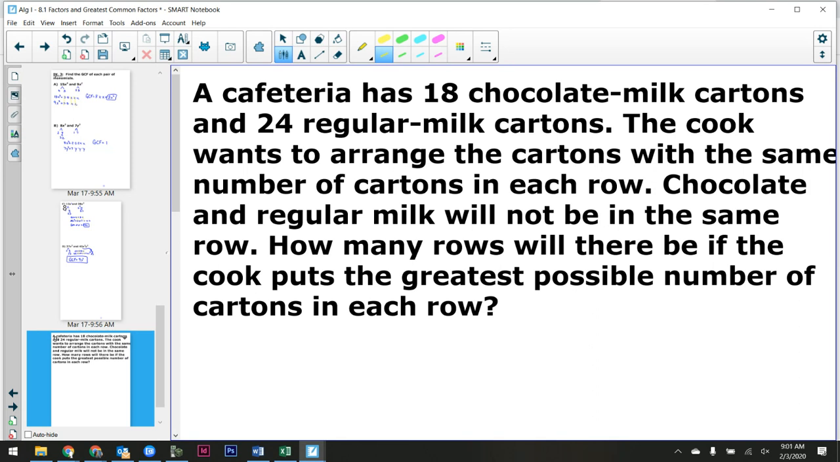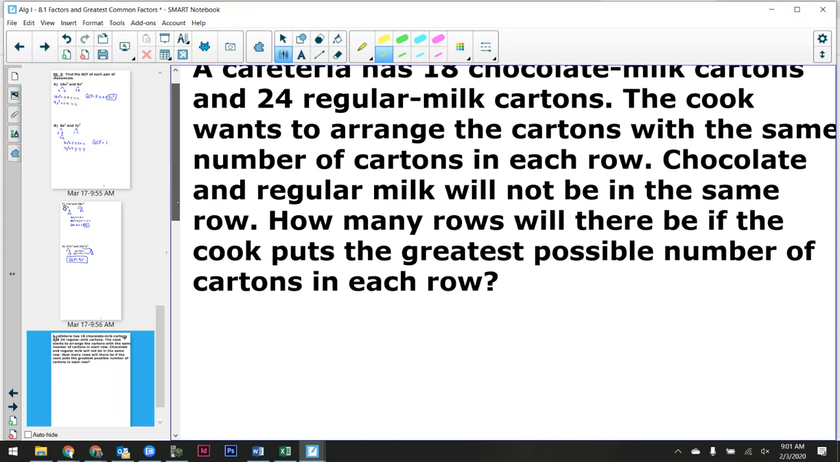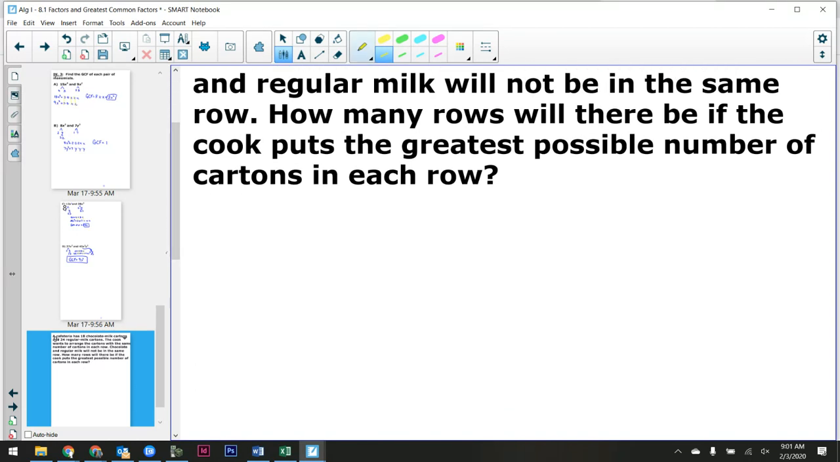So if I want the biggest row, I want the biggest factor. I want the greatest factor that they both share. They have to have the same number in each row. So they have to be common, right? And I want the biggest common factor. So that's really all I'm going to do. I'm just going to find the greatest common factor of 18 and 24.